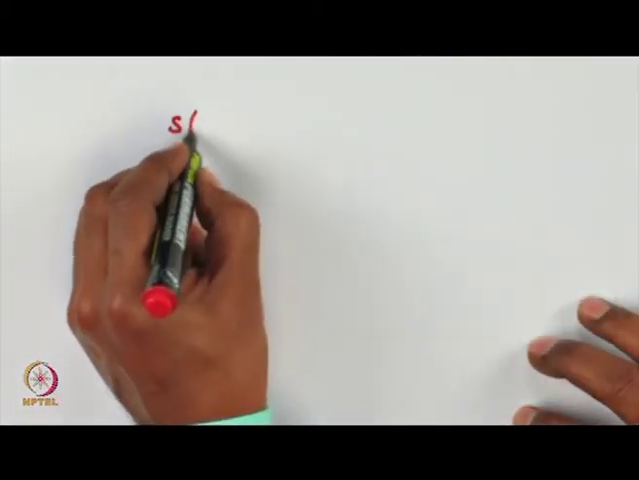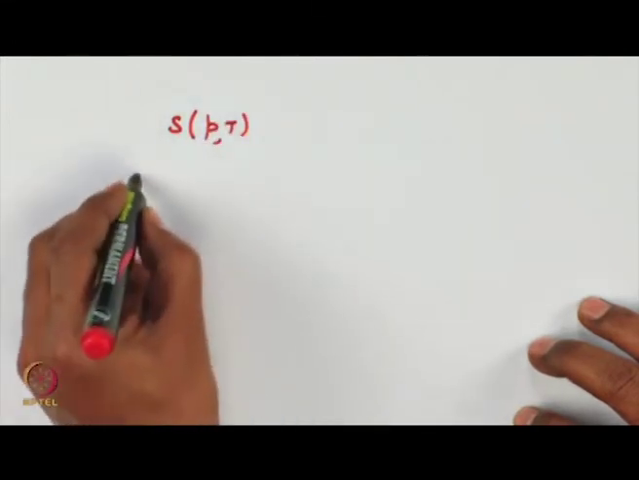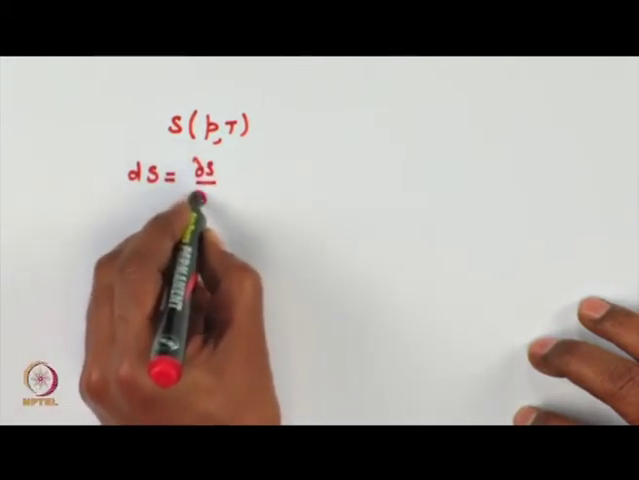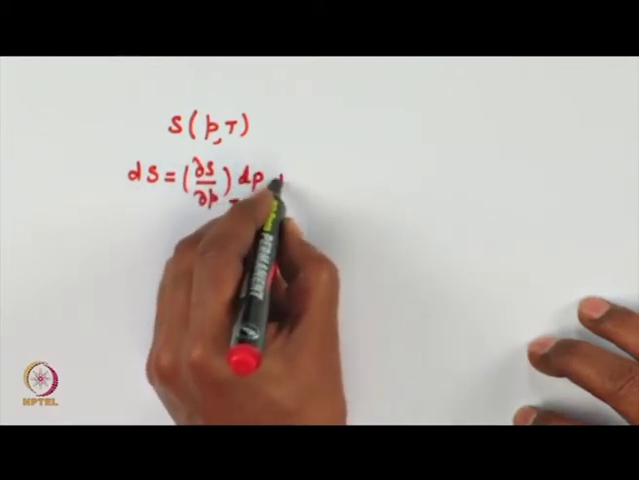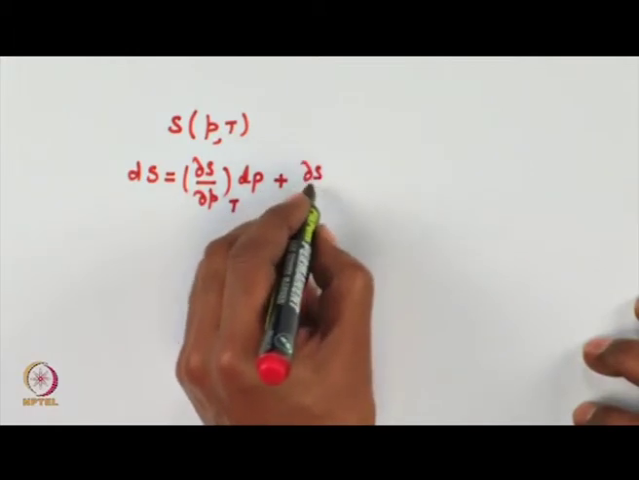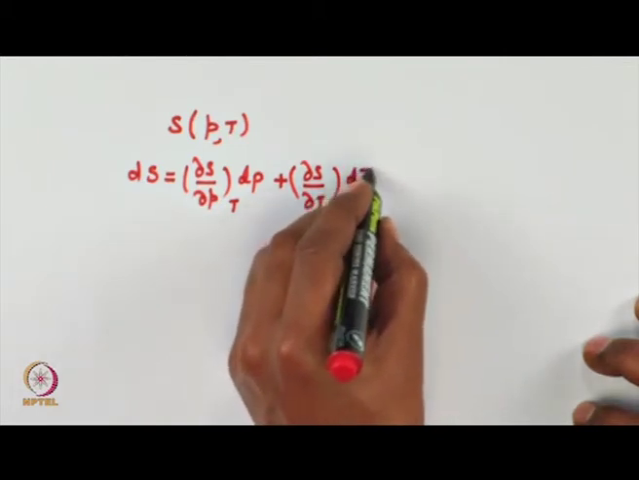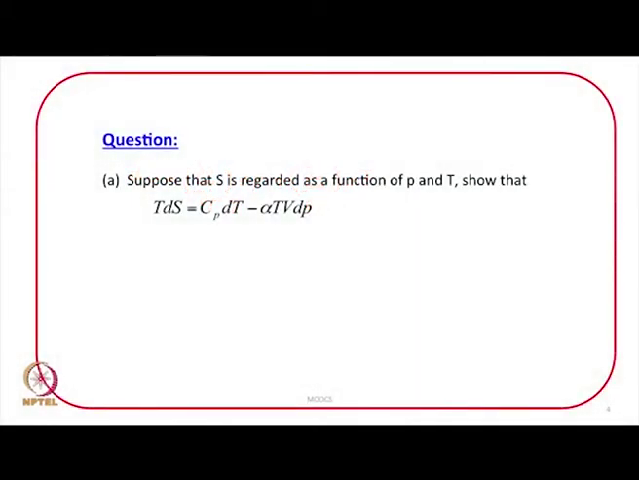We are asked to treat S as dependent on P and T. So immediately I will write dS is equal to the variation of entropy with respect to pressure at constant temperature dP plus the variation of entropy with temperature at constant pressure dT. In the given question, along with the dT term, there is a Cp. How do we get Cp?